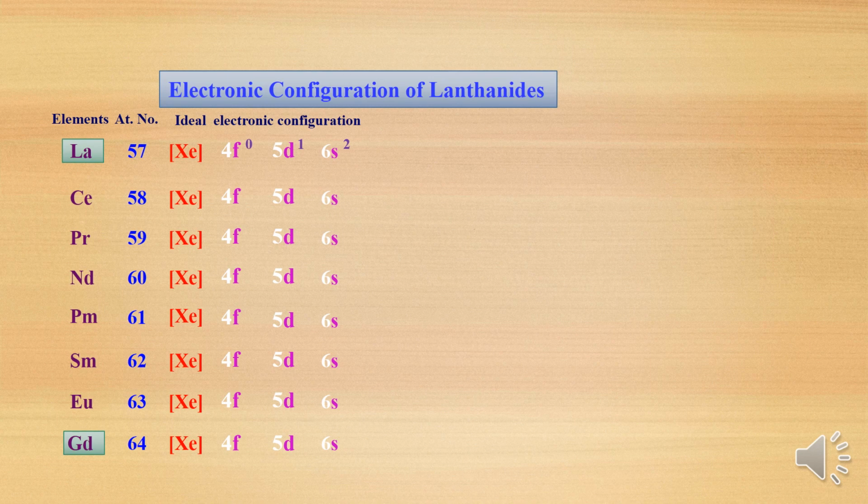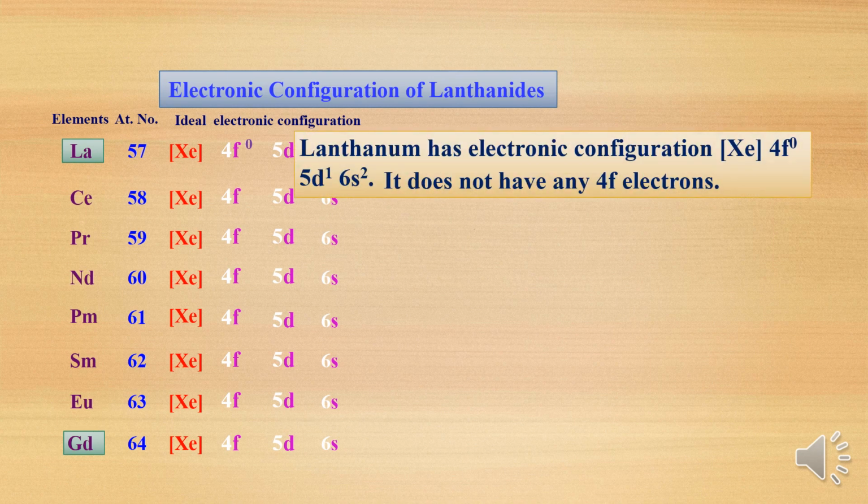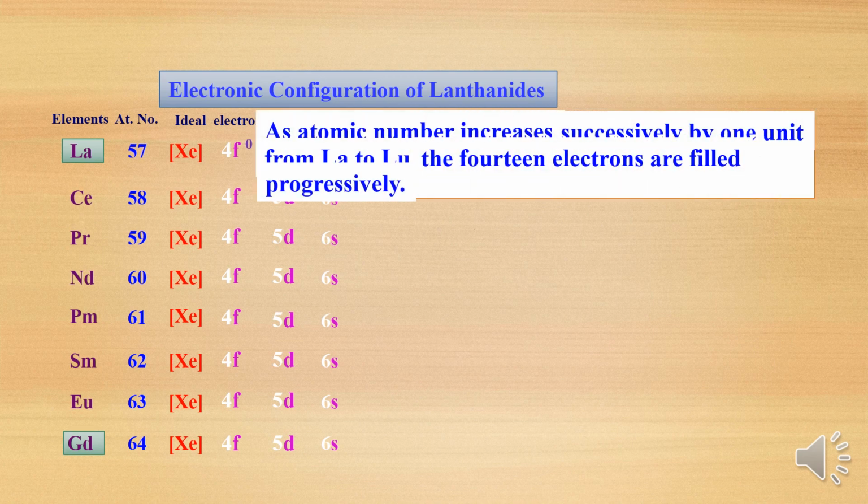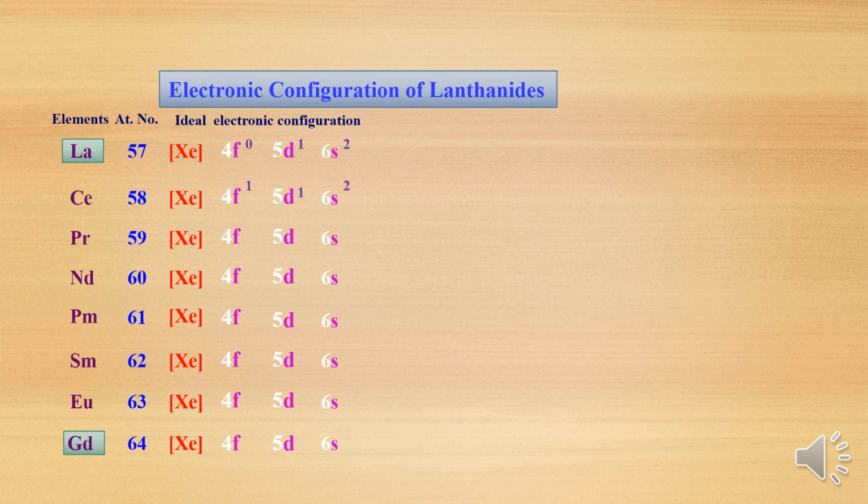So when you come to cerium, atomic number 58, as atomic number increases successively by 1 unit from lanthanum to lutetium, the 14 elements are filled in progressively. Means the 4f level only goes on increasing, one electron at a time. Now see, in cerium, atomic number 58, 6s2, 5d1, 4f1. Then atomic number 59, again 6s2, 5d1, 4f2. Then atomic number 60, 6s2, 5d1, 4f3.